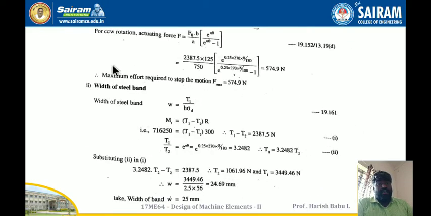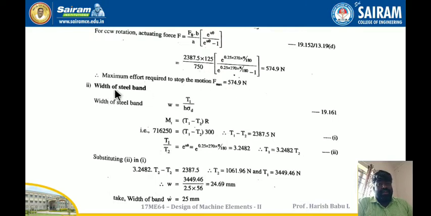Similarly, if I go for the counterclockwise direction, equation number 19.152, I get F equals F theta into B divided by A, e to the power of mu theta divided by e to the power of mu theta minus 1. So I get F equals 574.9 Newton. So the F maximum will be 574.9 Newton.